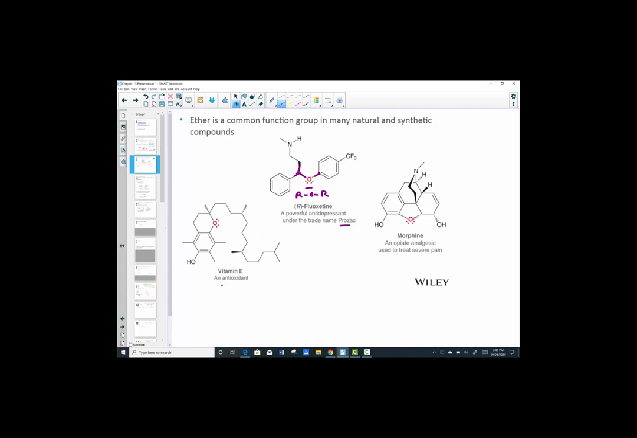Here is another, vitamin E, which we know to be a strong antioxidant. Here is the oxygen bonded to two other carbons that are not next to a carbonyl carbon, so that also meets the functional group requirement of an ether. And finally, here's a third one that might sound familiar, morphine, an active ingredient used to treat severe pain, a pain reliever. Notice here the oxygen is attached to two other carbons as part of the compound structure. So we're looking at some very familiar ethers that we find in many natural or synthetic compounds. ROR is that characteristic functional group we're looking for.